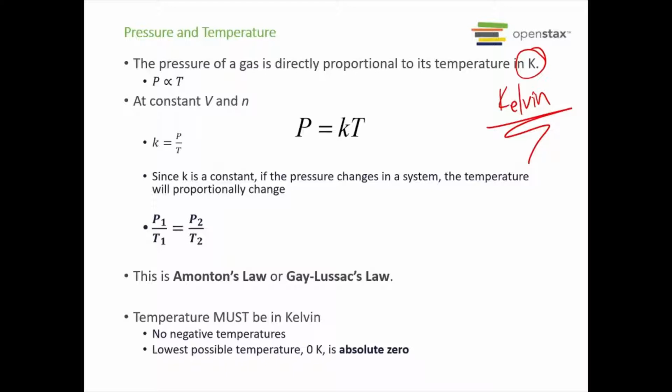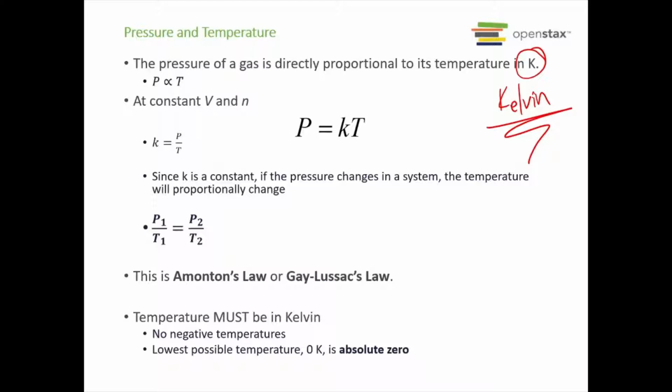Kelvin has no negative temperatures associated with it. The lowest temperature is 0 Kelvin, aka absolute zero. Which makes sense when we're doing these calculations. You'll see later, we can't have a negative pressure. We can't have a negative volume. So we have to stay positive, we have to use Kelvin.